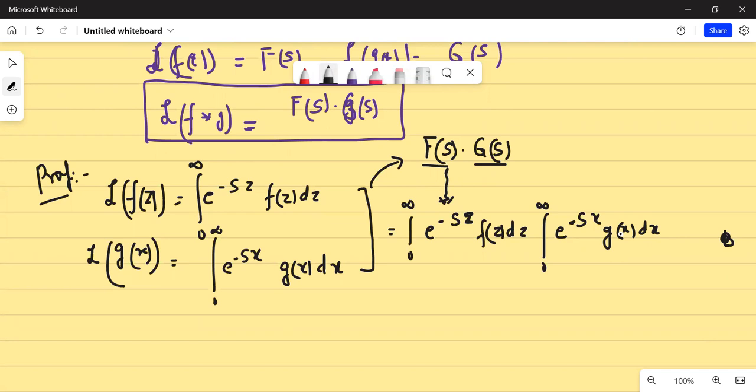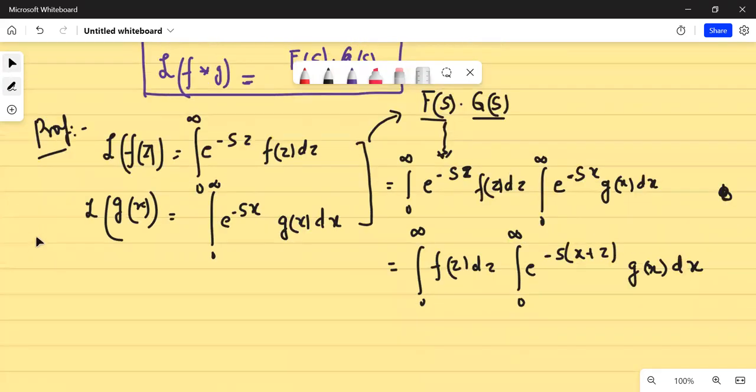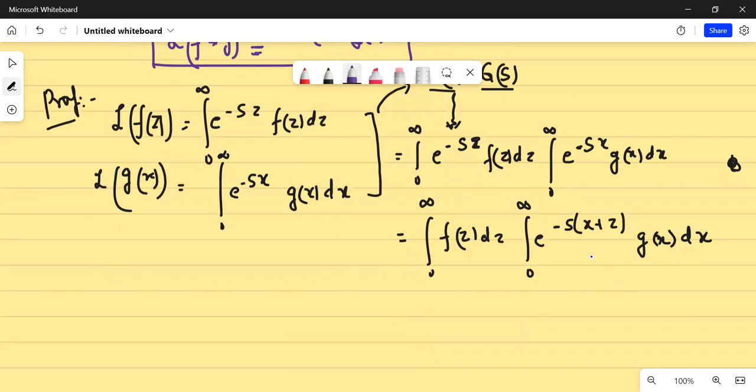Now, let me try to use change of order of integration also. But let me first write the integral from 0 to infinity, this will be f(z) dz, and this will be the integral from 0 to infinity of e to the power minus s(x plus z) g(x) dx. Because see, here it was sz, so this depends on z, and here it depends on x only. So simply e to the power minus sz, I can push it into this double integral.